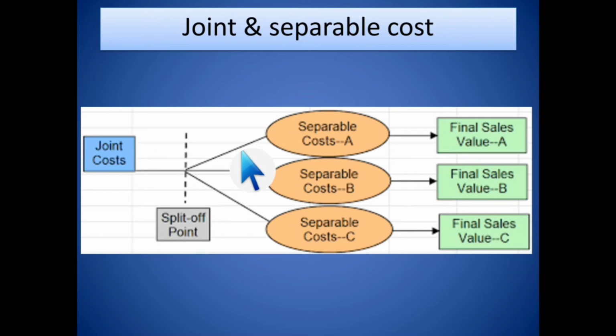Next is joint and separable costs. See, it is very easy. Like one process has several different processes. If it is split off, each process cost is called separable cost, and when all the separable costs join with each other, the total cost is called joint cost.